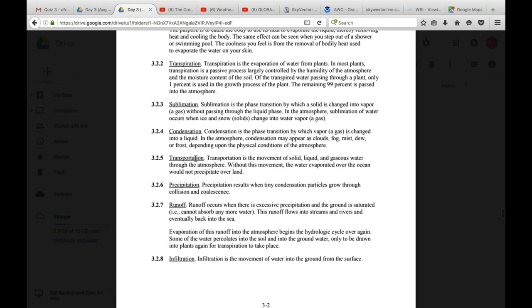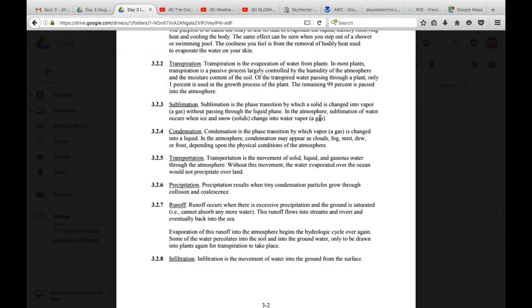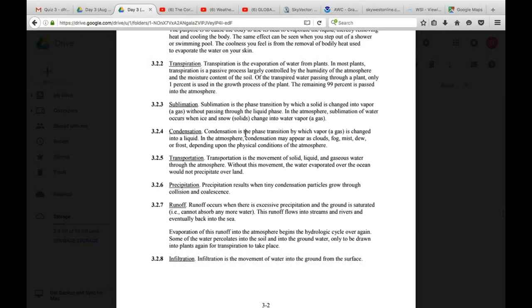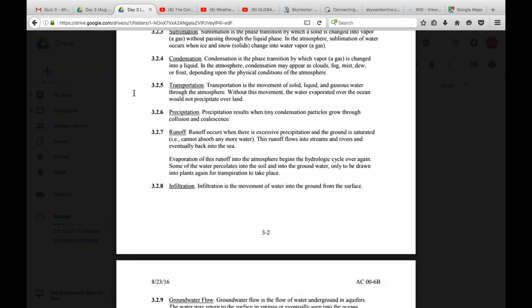Sublimation is the phase transition in which a solid is changed into vapor. We don't really see that much. Sublimation of water would be ice or snow changed into water vapor or gas. Condensation is the phase transition in which water vapor is changed into a liquid. Condensation would appear as clouds, fogs, mist, dew, or frost. Transportation is the movement of solid, liquid, and gaseous water through the atmosphere.